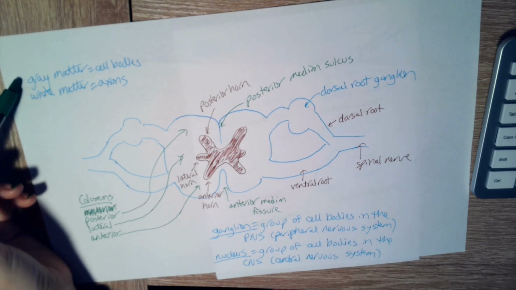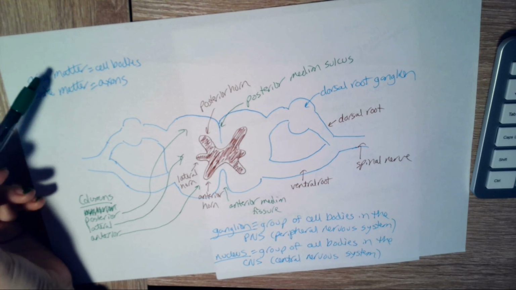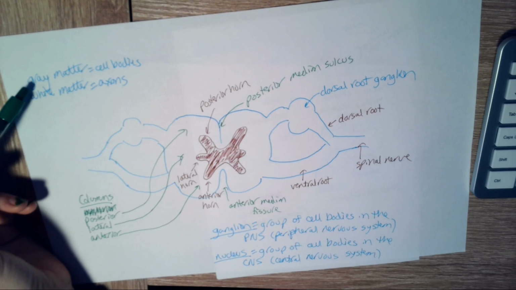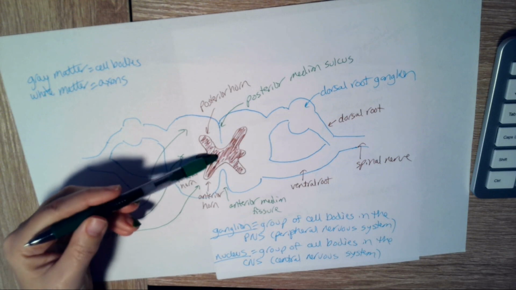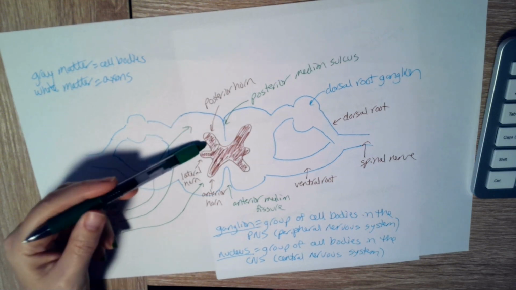Gray matter is referring to areas of the brain or spinal cord or anywhere in the nervous system where you have cell bodies. The cell bodies appear darker in color, so when you look at them under a microscope, or even if you have a brain slice, you don't need a microscope. You can see on the outer shell of the brain, it looks darker, and that would be called the cerebral cortex.